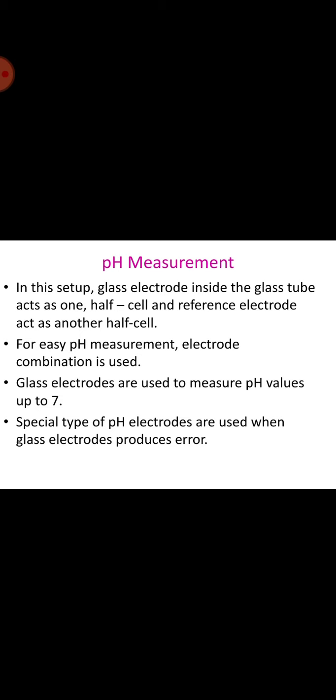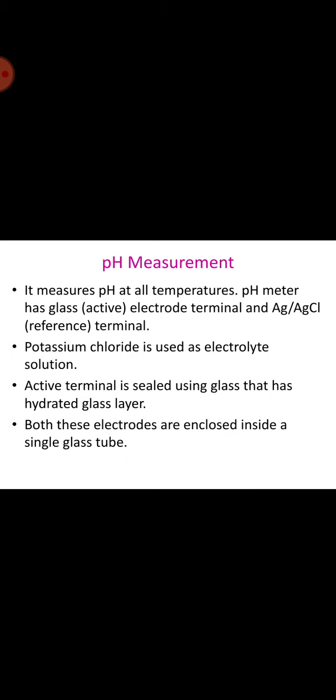The input impedance of the electronic circuit must be at least 10^12 ohms. And it is essential to maintain the temperature of the electrode constant within limits. The pH electrode can measure pH at all temperatures, and usually potassium chloride is used as the electrolyte solution. The active terminal is sealed using glass that has a hydrated glass layer, and both these electrodes are enclosed inside a single glass tube.